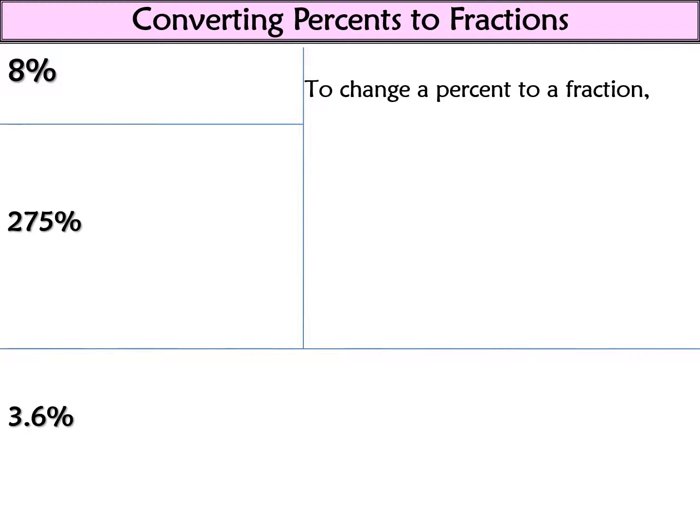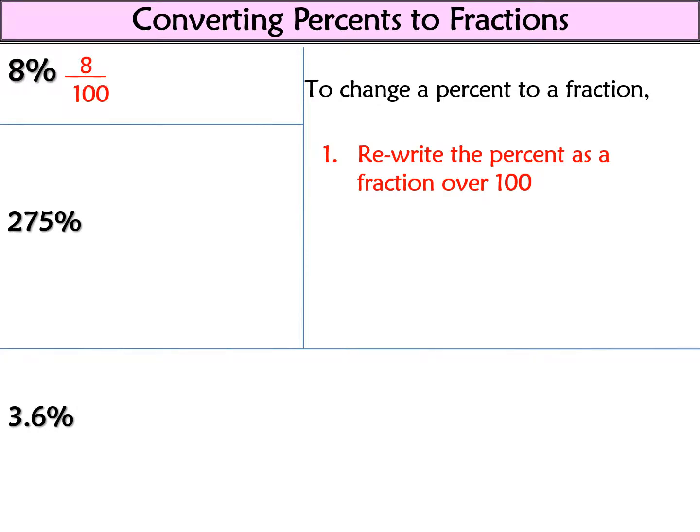Let's take a look at the first one. To change a percent to a fraction, we have to think about what the word percent means. And what it actually means is out of 100. So when we say 8%, what we're really saying is 8 out of 100. And now all we have to do is simplify. If we divide both numerator and denominator by 4, we end up with 2/25.